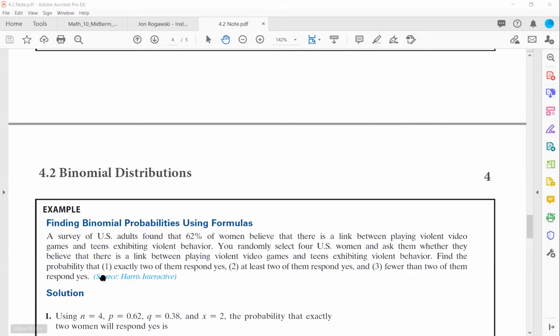And ask them whether they believe that there is a link between playing violent video games and teens exhibiting violent behavior. Find the following. Find the probability that, 1, exactly 2 of them respond yes. 2, at least 2 of them respond yes. 3, fewer than 2 of them respond yes.